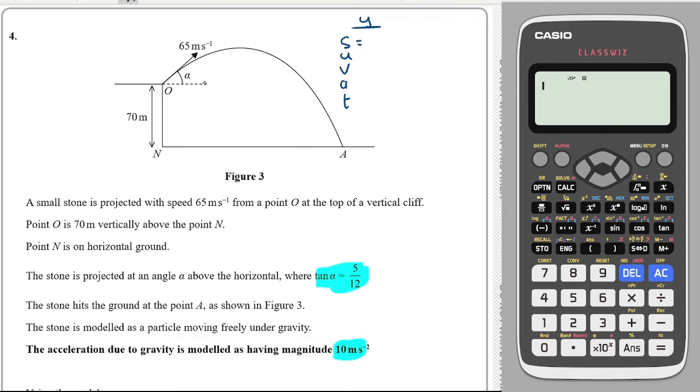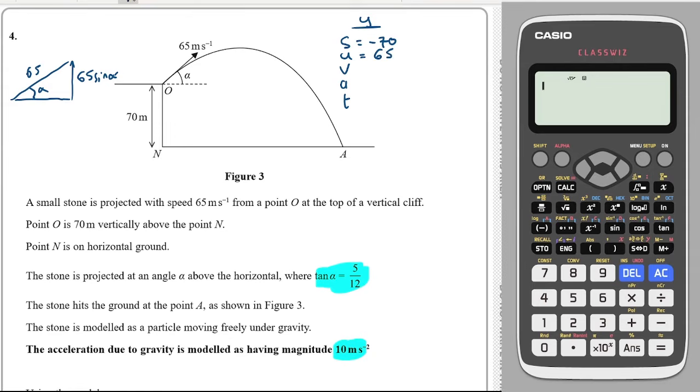I want my distance to travel is minus 70. I want to go back down 70 from the start position to where I want to end up. Now the initial velocity, well, I've got 65 here, and I'm going to have to put it into components. So because the vertical is opposite the angle, this is going to be 65 sine alpha.